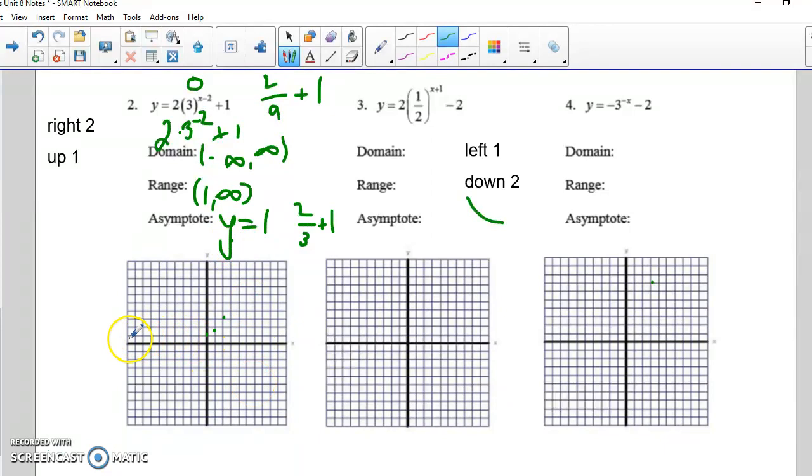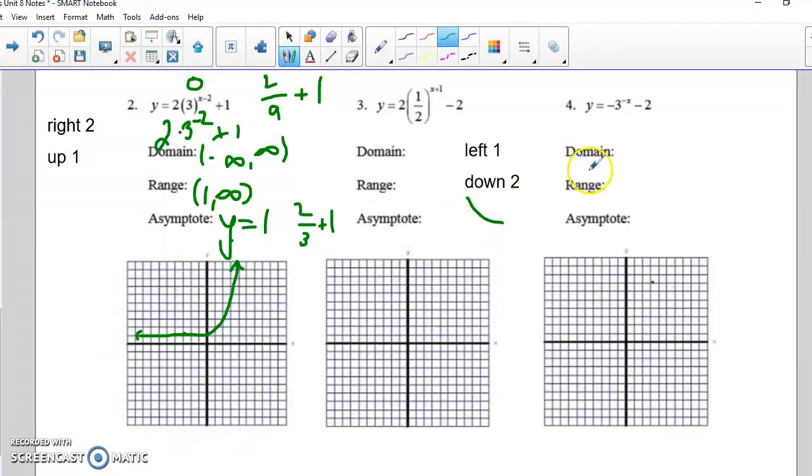And I have my horizontal asymptote at the line y is equal to 1, which is right here. So my function is a small graph, but I never cross that horizontal asymptote, and it's growing pretty quickly.